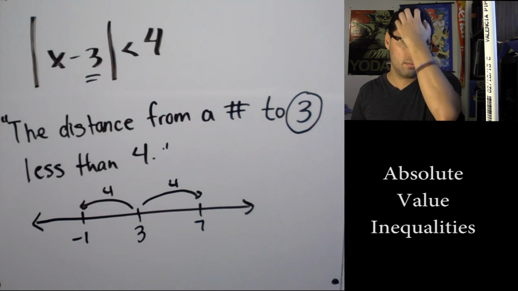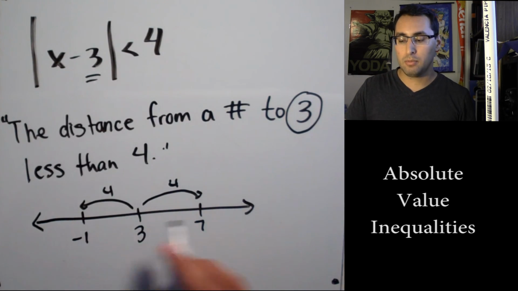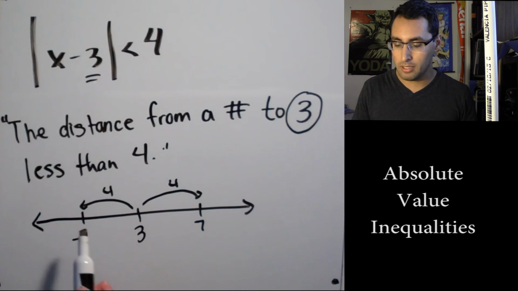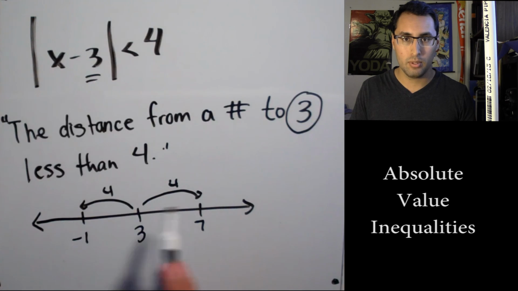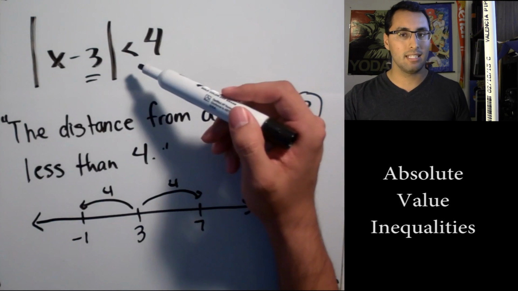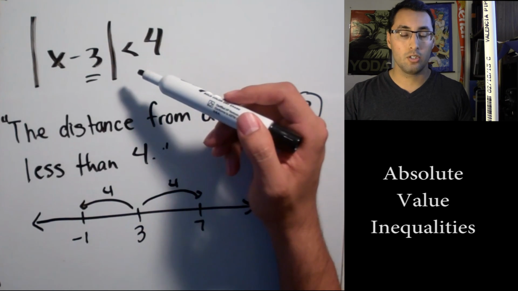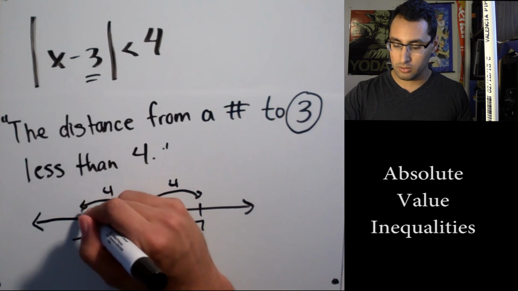Now, at these points, noticing the rules of inequalities, we have to know, am I going to put an open circle at these two points or closed? Well, it says less than. Less than or greater than, you're always going to put open. So I'm going to put open circles at these.